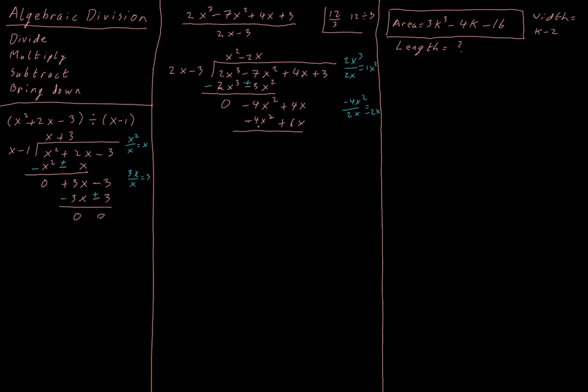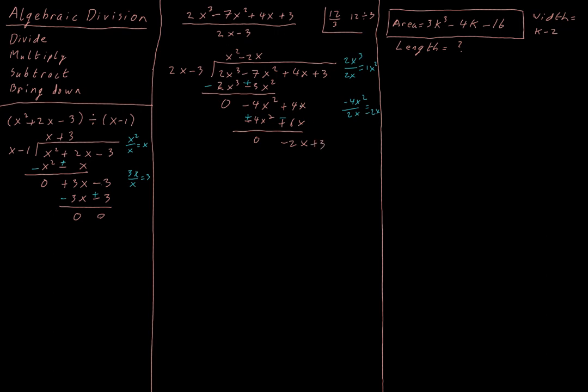So now we have a minus here, so subtracting a minus is the same as a plus, and subtracting a plus is the same as a minus. So minus by minus is plus, minus by plus is minus. And we get 0 here, and we get plus 4x minus 6x is minus 2x. Final step, bring down.